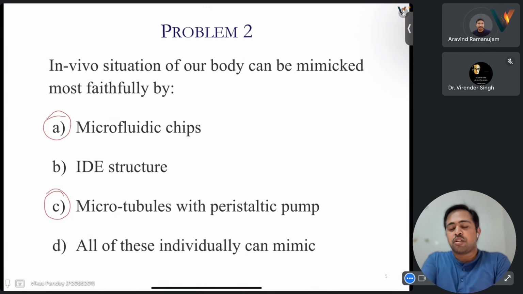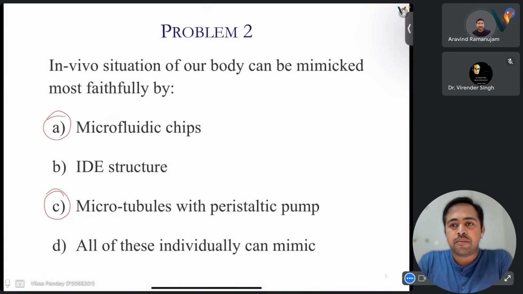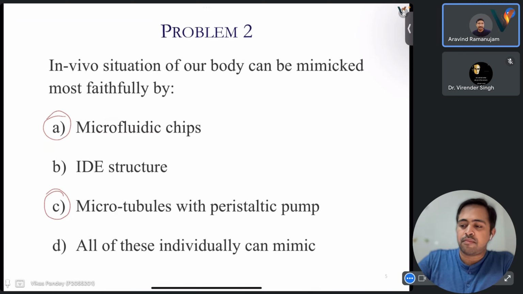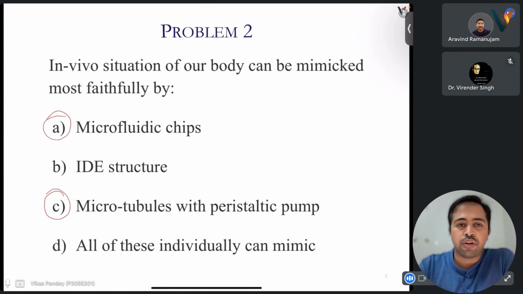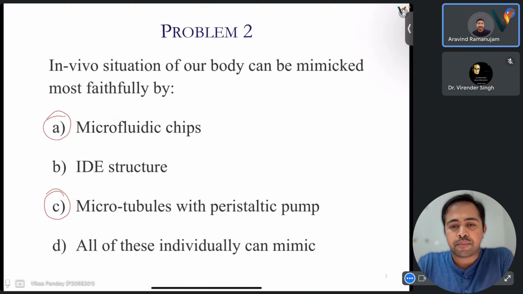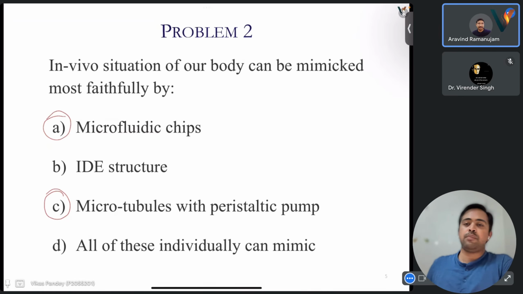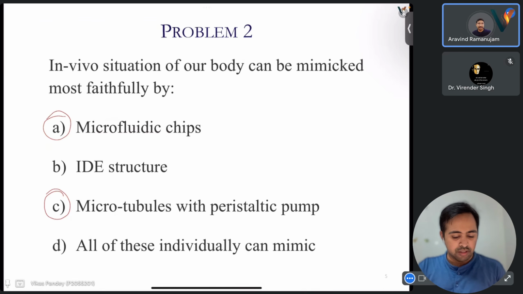I think Dr. Virendra, would you like to answer this? You are not audible. We cannot hear you. Maybe some problem from his end.